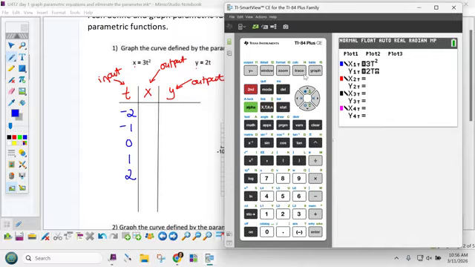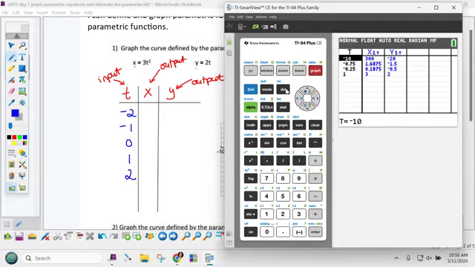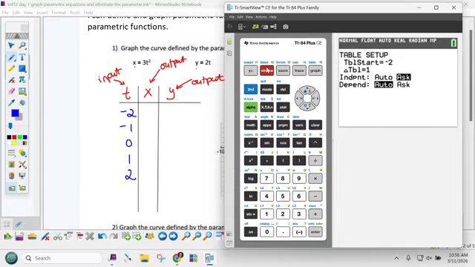So I'm going to do second graph. Oh, mine has weird numbers in it. Okay, so first I have to fix mine. So I'm going to go second window to table set. And I'm going to arrow down and change independent to auto.